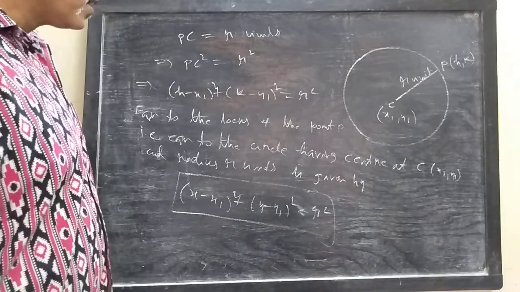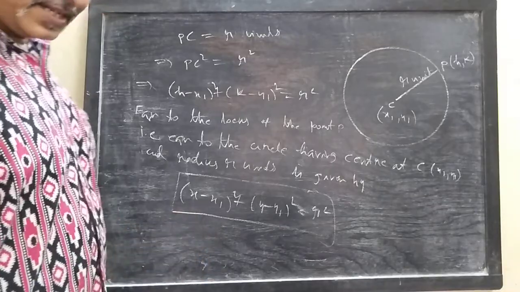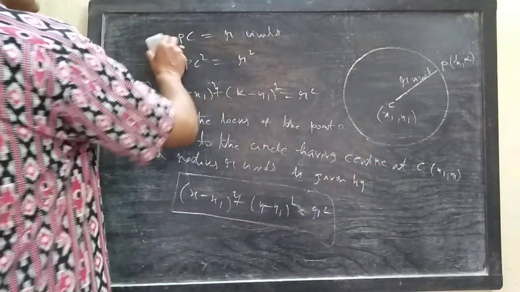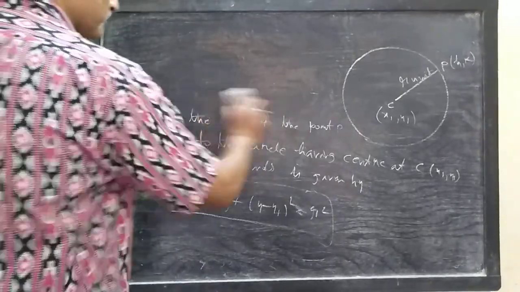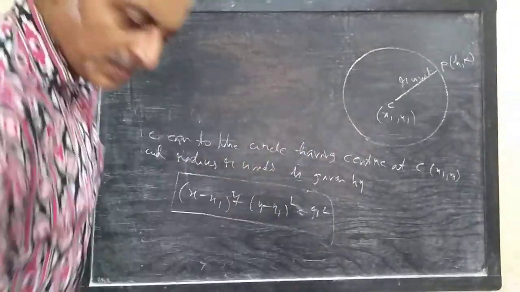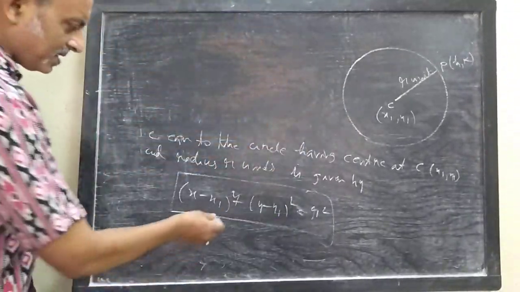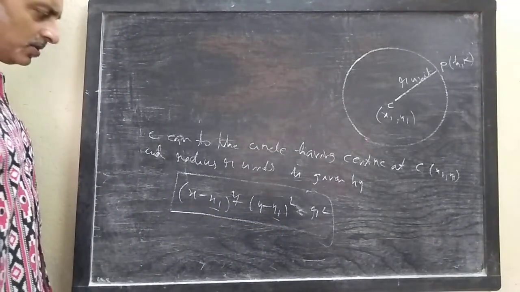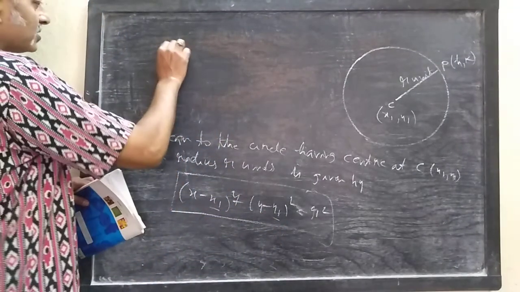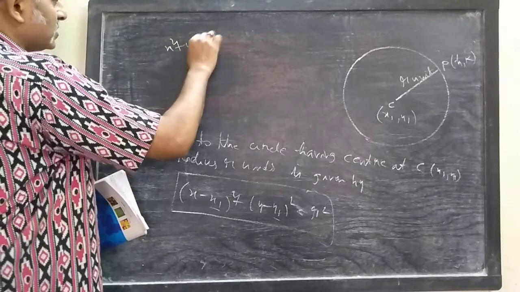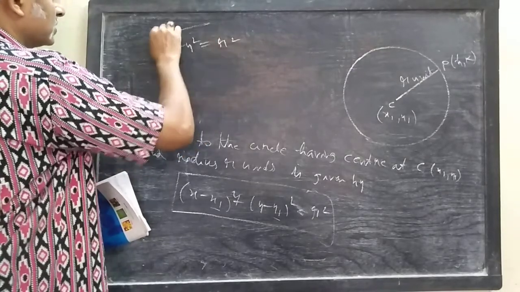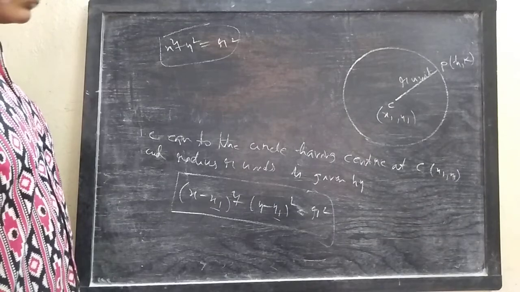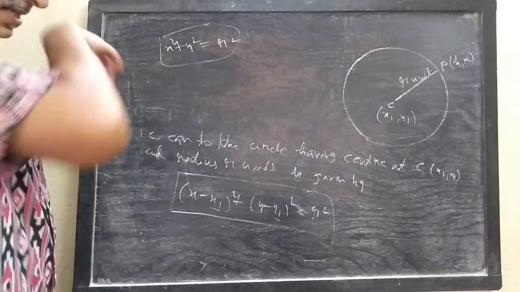Okay. Now if we consider the center at origin, that is replace the point C by O, then in this equation we have to replace x1 by 0 and y1 by 0 because we know coordinates of origin is (0, 0). Then we get the equation of the circle as x square plus y square equals r square. This is equation to the circle having center at the origin and radius r units.